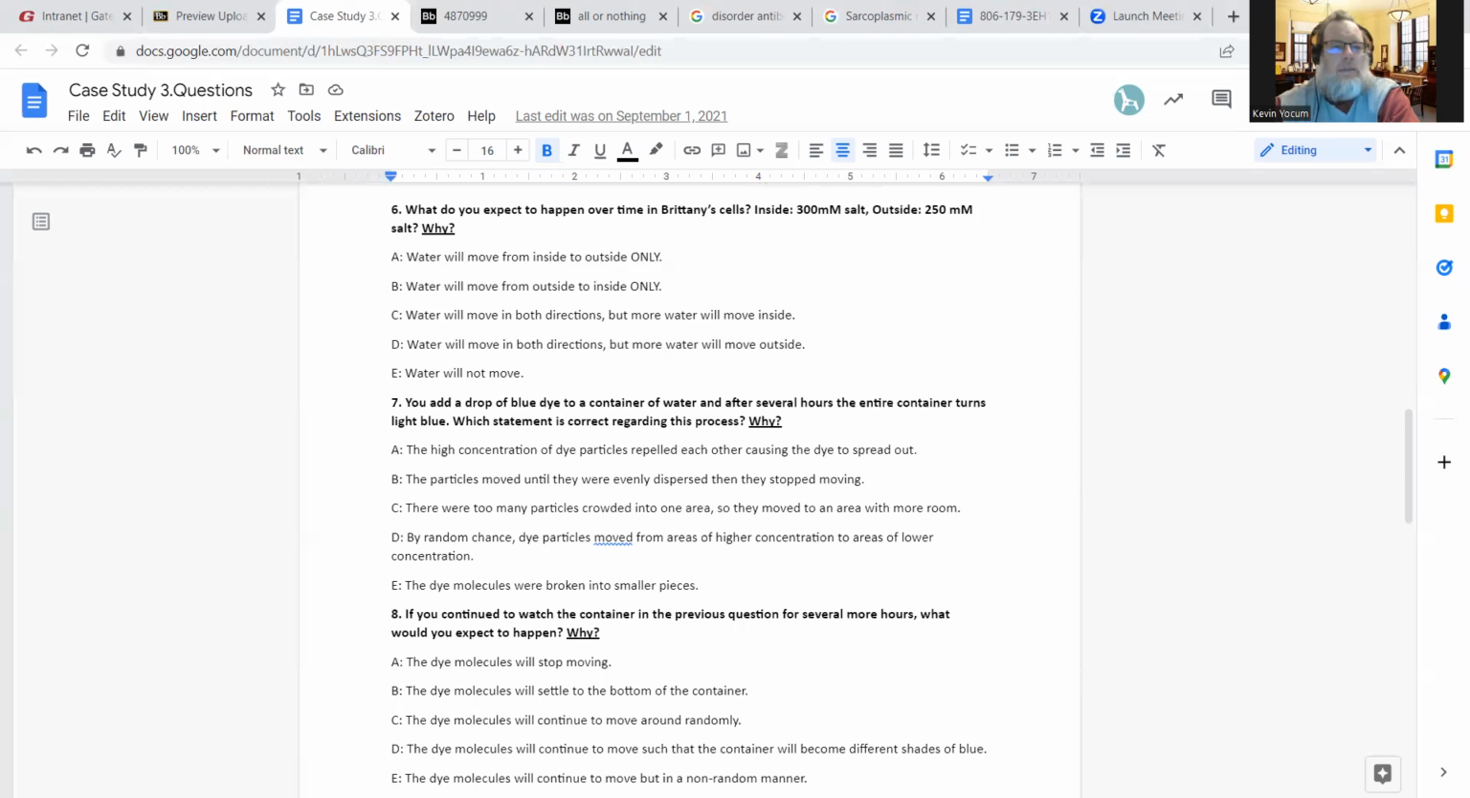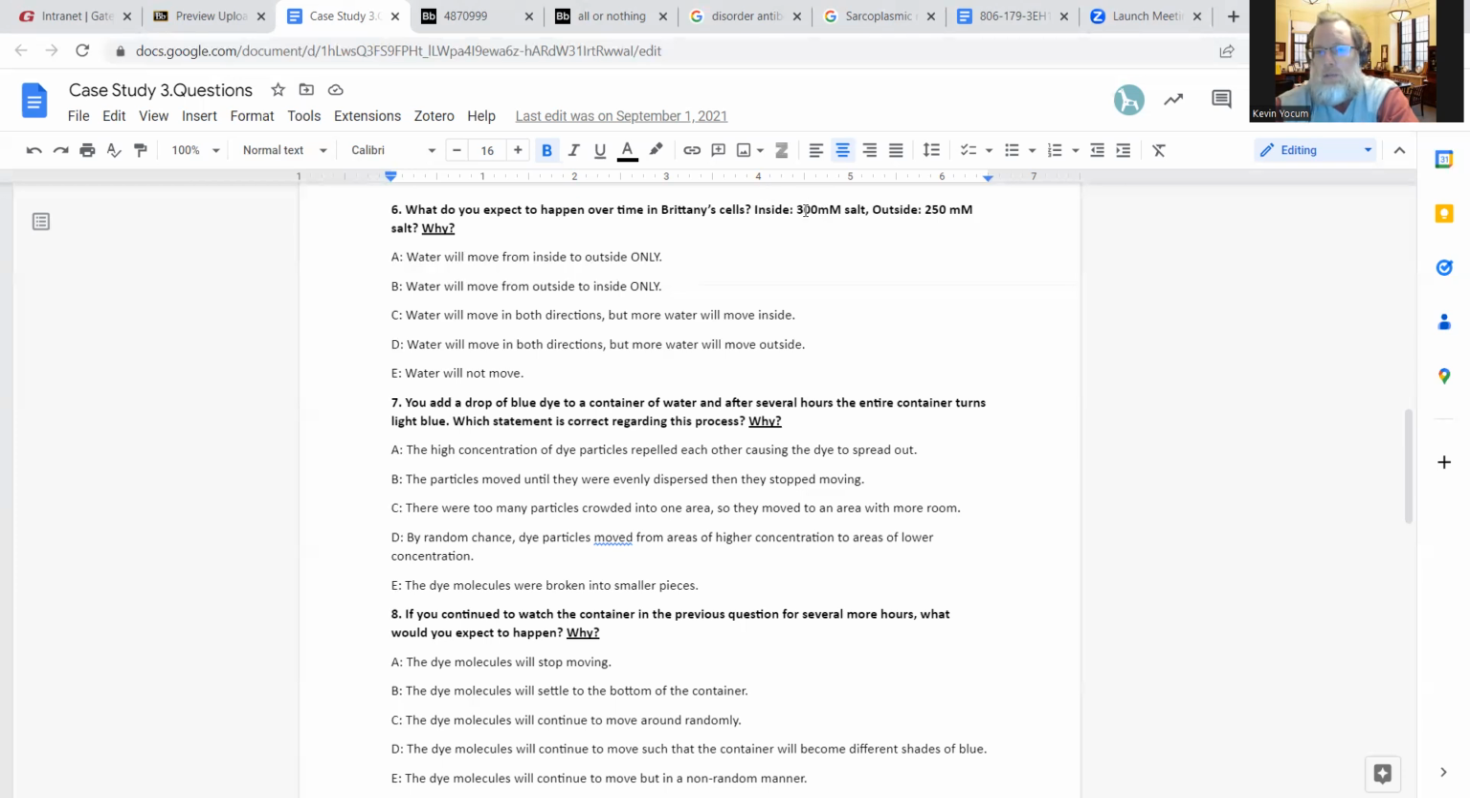Water, let's see, where are we here? Water will move from inside to outside only. So remember, we've got options when it comes to movement. We can either move the substance, so I could move salt out, or let's move salt into the cell to balance it out. Wait, inside, here we go. So inside there's more salt.